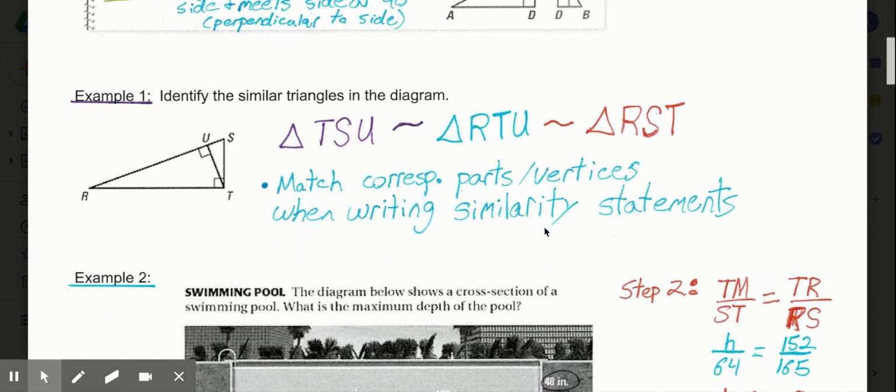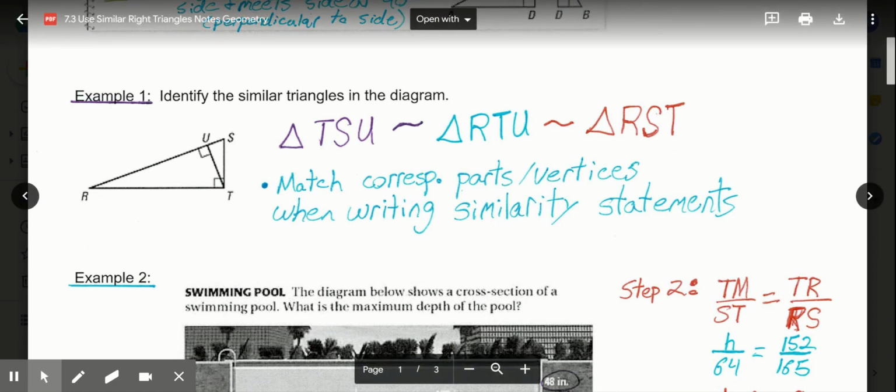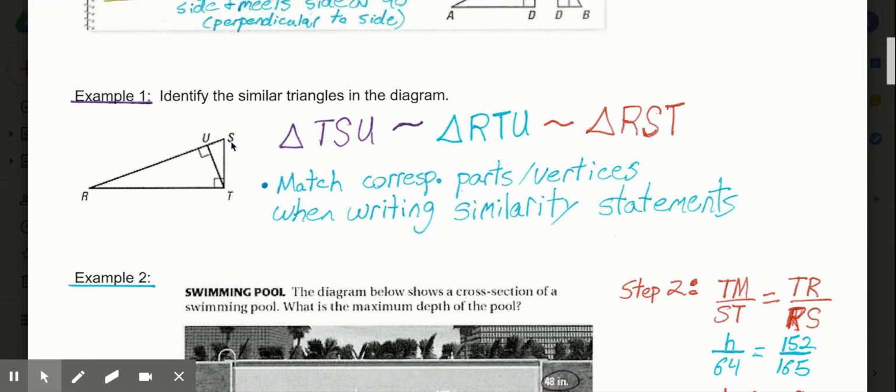So example 1 simply asks us to identify the similar triangles in the diagram. The thing to make sure that you do when writing a similarity statement is that you match the corresponding parts or vertices. So for example, if we are thinking this bottom side of the big triangle, or top side in this case, is RS, so the big triangle would be RS, we would have to match that up with the corresponding sides of the other triangles when we are naming them. So you have to be careful to match up corresponding parts with corresponding parts.